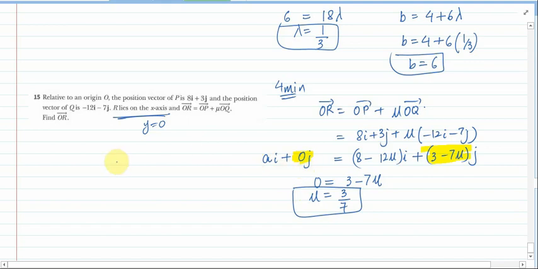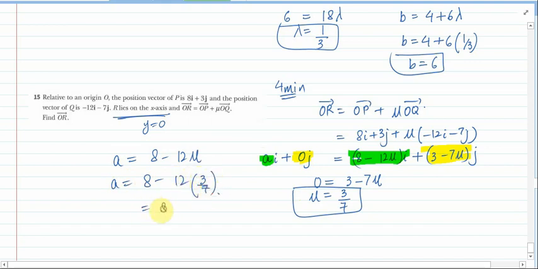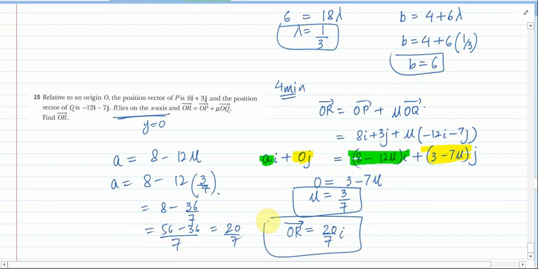So a is equal to 8 minus 12 mu, that is given, and I can highlight it with a green pen so you can easily relate it. It will be a equals 8 minus 12, and mu is 3 divided by 7, right? So now it's 8 minus 12 times 3, which is 36, divided by 7. Taking LCM, 7 eights are 56, minus 36 leads to 20 divided by 7. Alright, so how are you going to write down the answer? The answer for OR is equal to 20 divided by 7 i, because R lies on the x-axis, that means the y coordinate is 0, so that is your final answer.